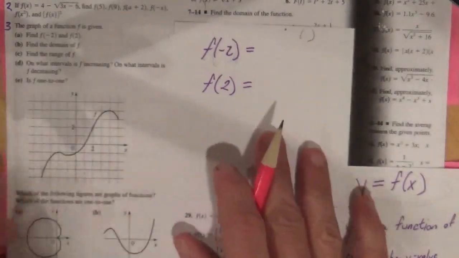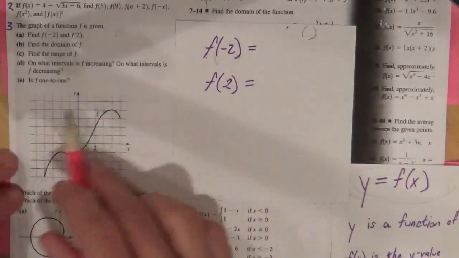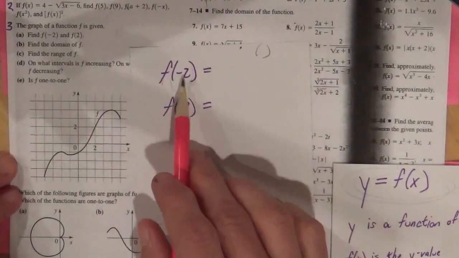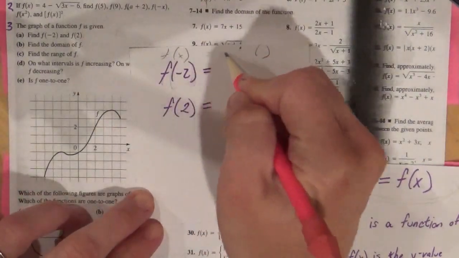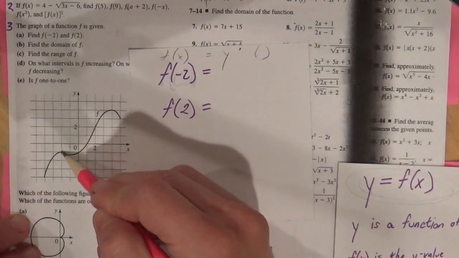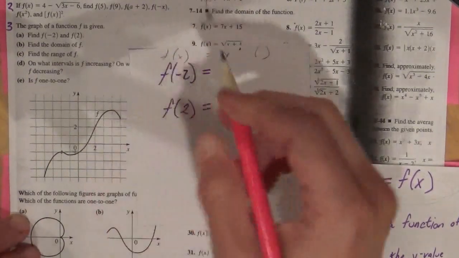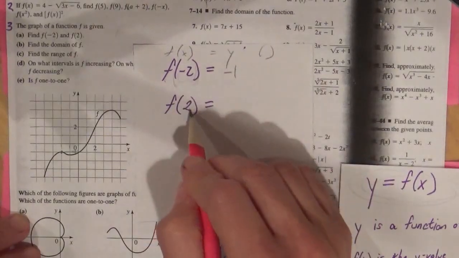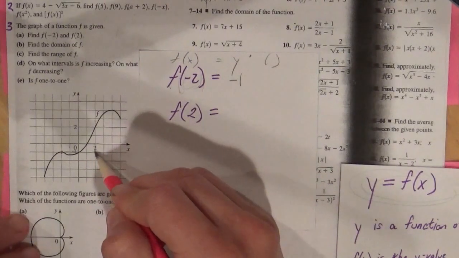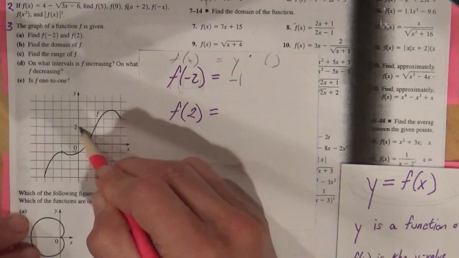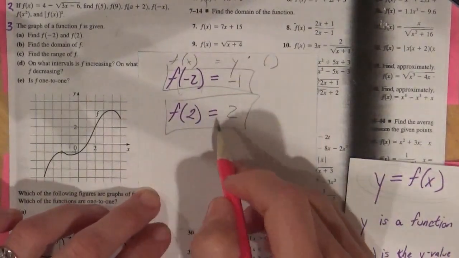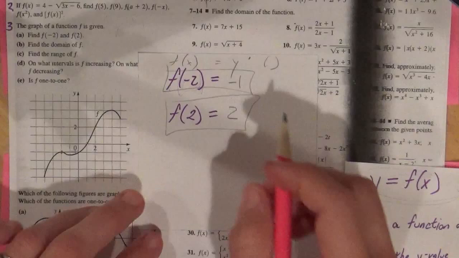So if we look at this problem here, they're looking at this graph and they want to know what f of -2 is. So f of x is the y value. So when x is -2, let's take a look. Oh, look, the y value looks like it's -1. So that's -1. So here when x is 2, we'll find the y value. So when x is 2, y looks like 2 also. So there are our answers. That's how it's written. f of 2 equals 2, f of -2 equals -1. There you go.